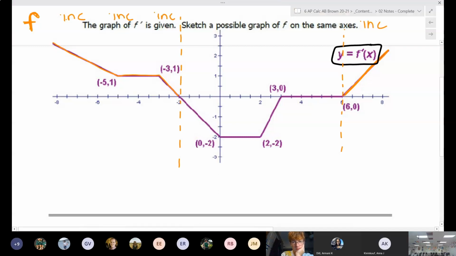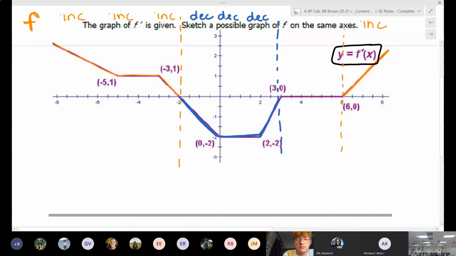Then I also see the derivative is below the x-axis, meaning that the derivative is taking on negative values. While the derivative is taking on negative values, we know that the function itself is going to be decreasing. So it's going to be decreasing for that whole interval.